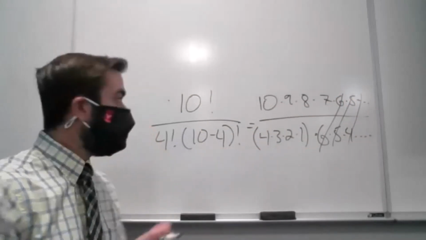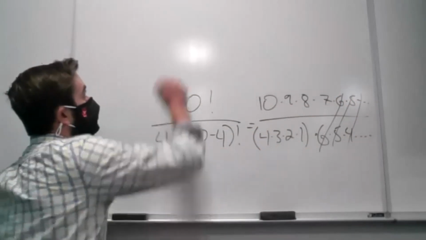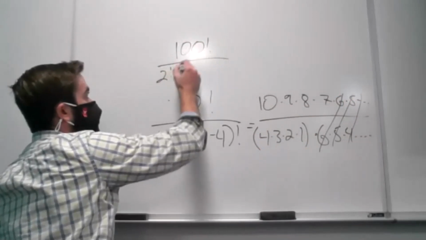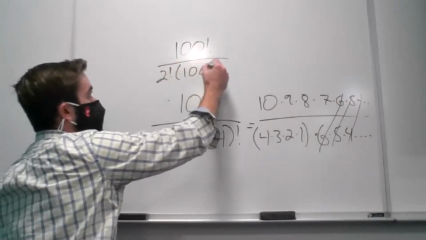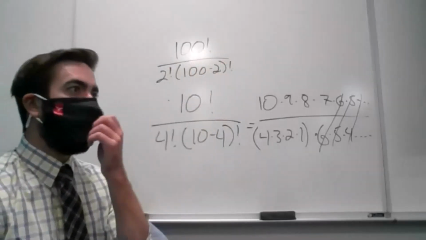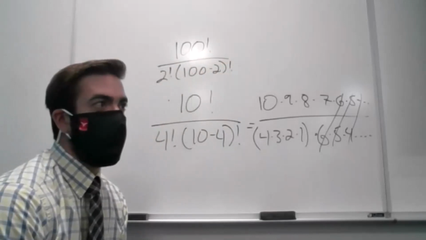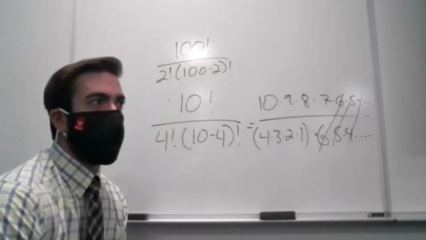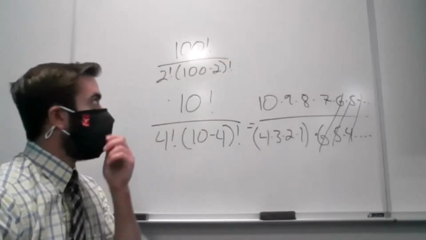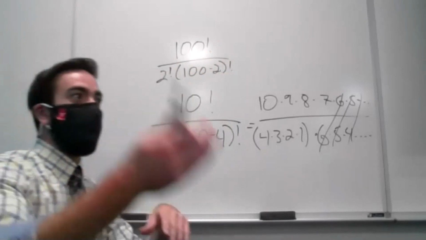In fact, let's say instead I had 100 factorial over 2 factorial times 100 minus 2 factorial. What happens if you try to put 100 factorial into your calculator? Yeah, it's going to come up as an error. It's going to say, I can't do this. In fact, I don't even know how Excel can do it. At some point, it's just too large of a number. 100 times 99 times 98 starts to add up pretty quick.